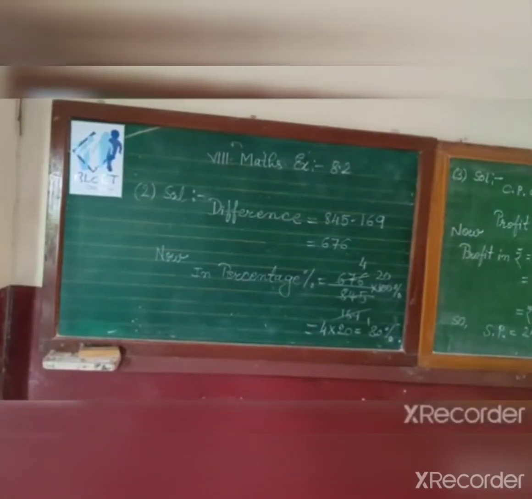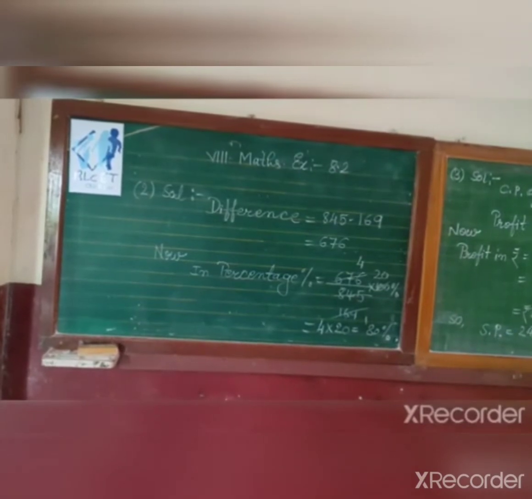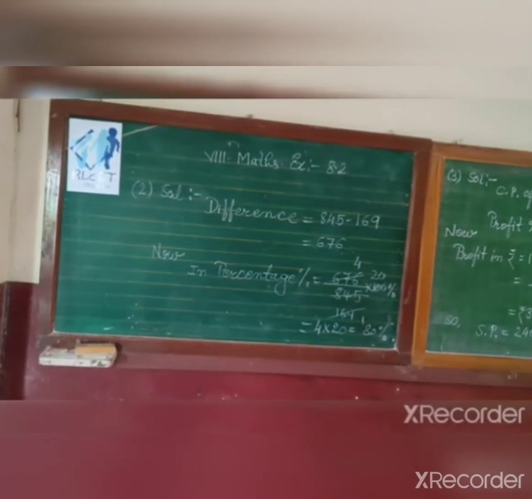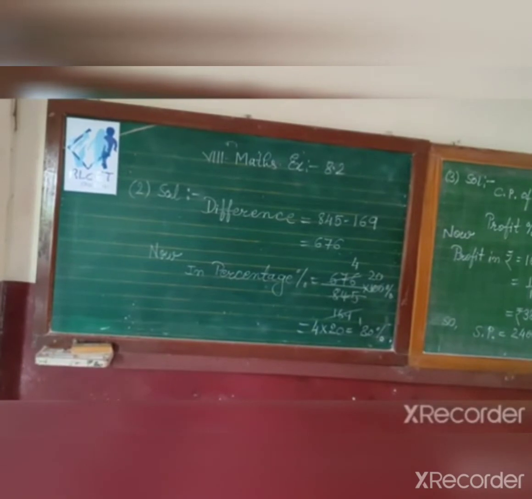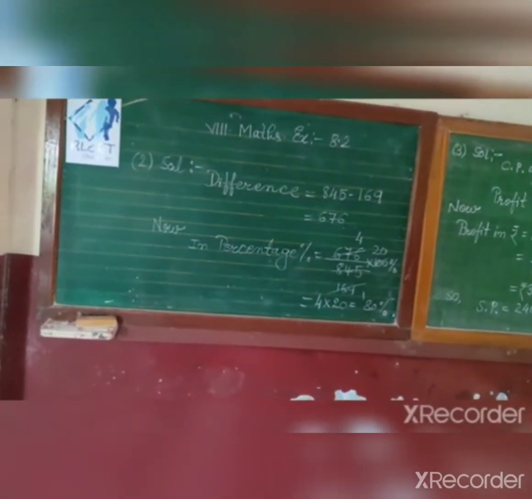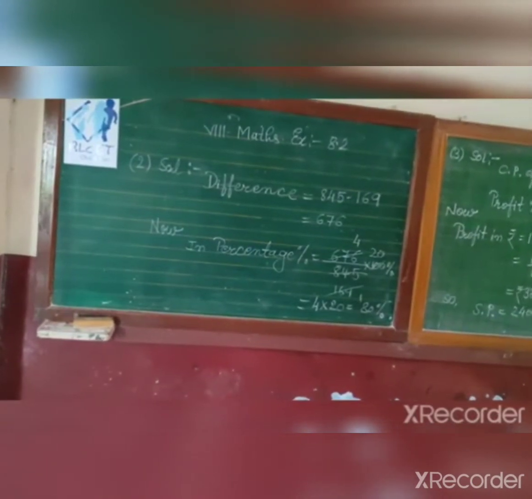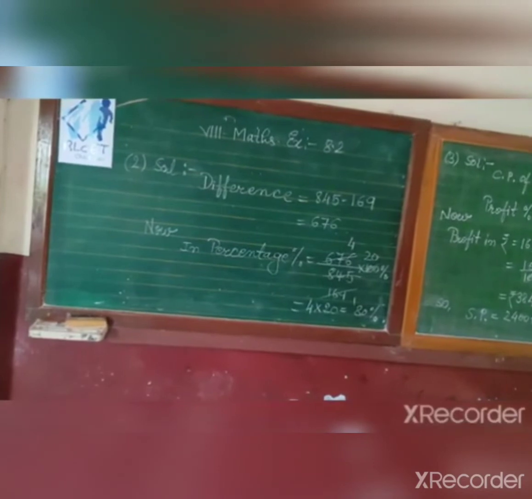Now second question. On Sunday 845 people went to the zoo. On Monday only 169 people went. What is the percent decrease in the people visiting the zoo on Monday? Okay, so on Sunday 845 people went, and on Monday 169 people went only.